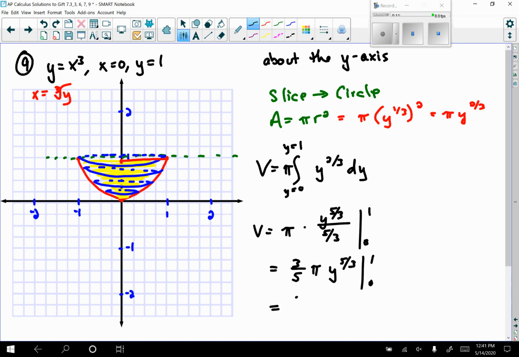So we just get 3/5 pi. 1 to the 5/3 will just give us 1, minus 0 will just give us that 0 here. So 3/5 pi cubic units is our final answer.